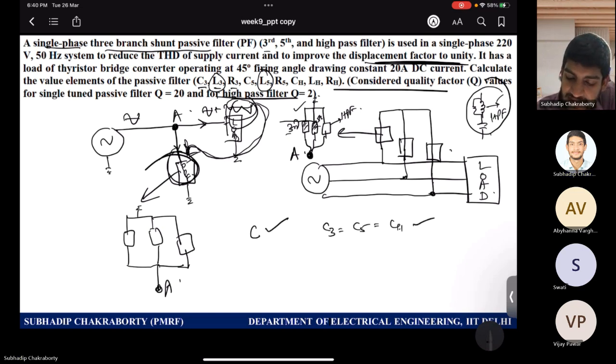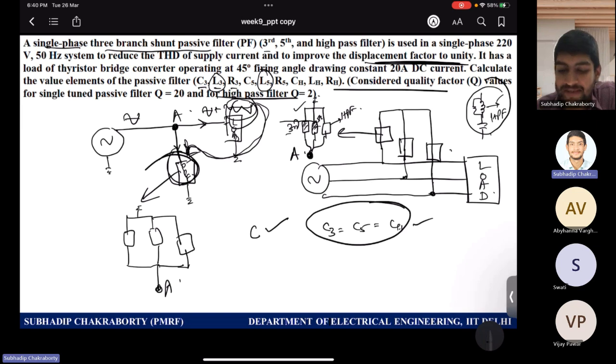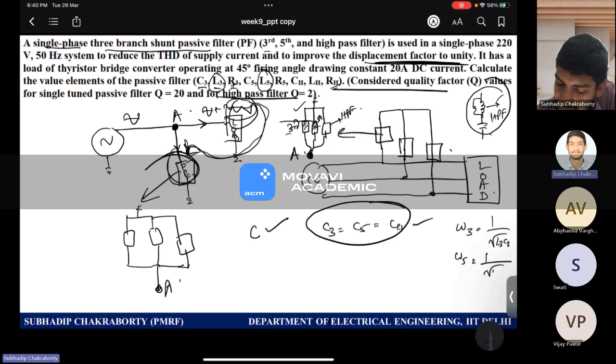After we determine the value of the capacitors, we assume C3 equal to C5 equal to CH. Once capacitance is known, for each branch to provide a low impedance path to that particular harmonic, we need to apply the resonance criteria, because obviously the high current will be limited by the resistance R. To calculate the resonance criteria, we just apply omega 3 equal to 1 by root L3 C3, omega 5 equal to 1 by root L5 C5, like this.